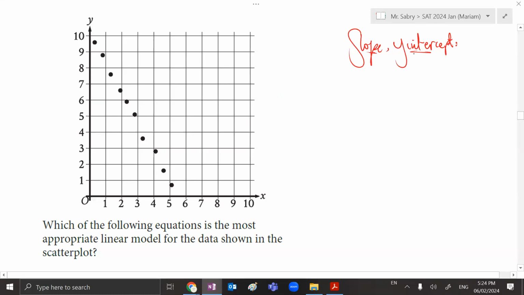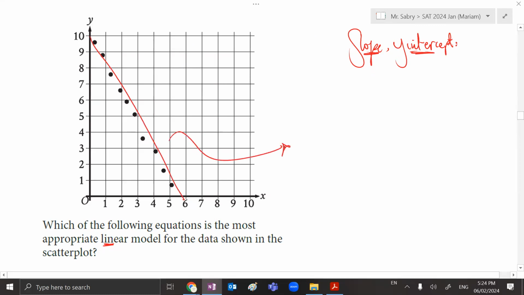Anyway, whenever we see a line in the SAT, the word linear, we think of the slope and the y-intercept. These are the two most important things in any linear thing. So what is the slope? We don't need to calculate the slope precisely, but we need to know first whether it's positive or negative. That would eliminate other choices. So is this line a positive or a negative slope?